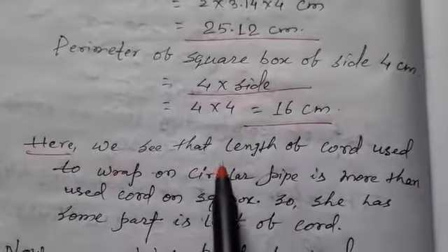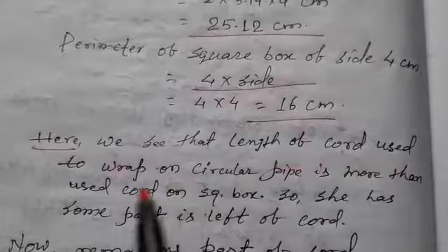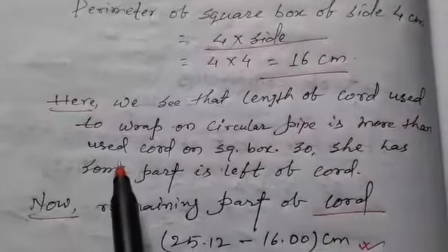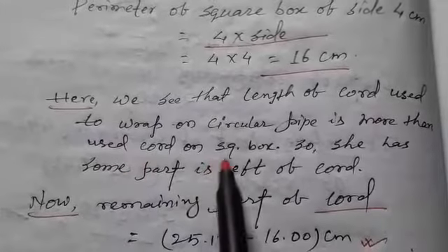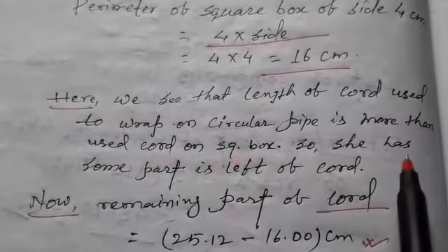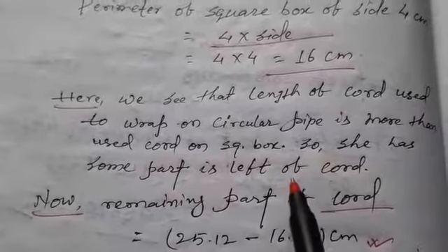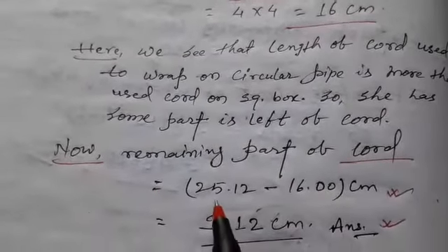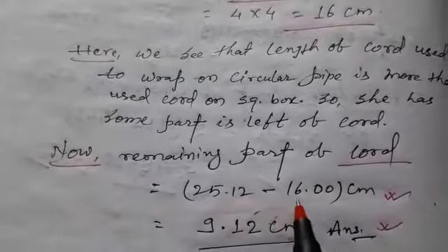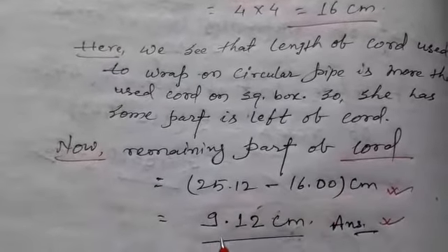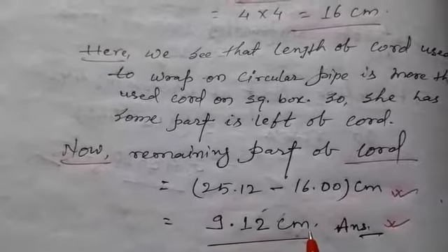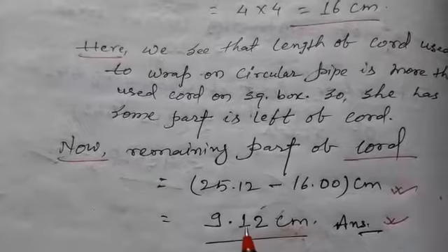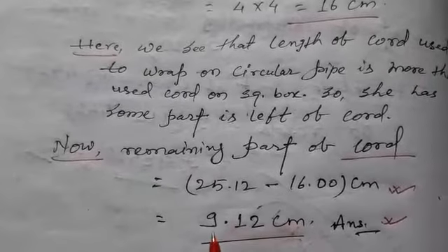Here we see that length of cord used to wrap on circular pipe is more than the cord used on a square box, so she has some part of cord left. Now remaining part of cord is equal to 25.12 minus 16.00 centimeter, is equal to 9.12 centimeter cord is left. In this way we can solve this question easily.